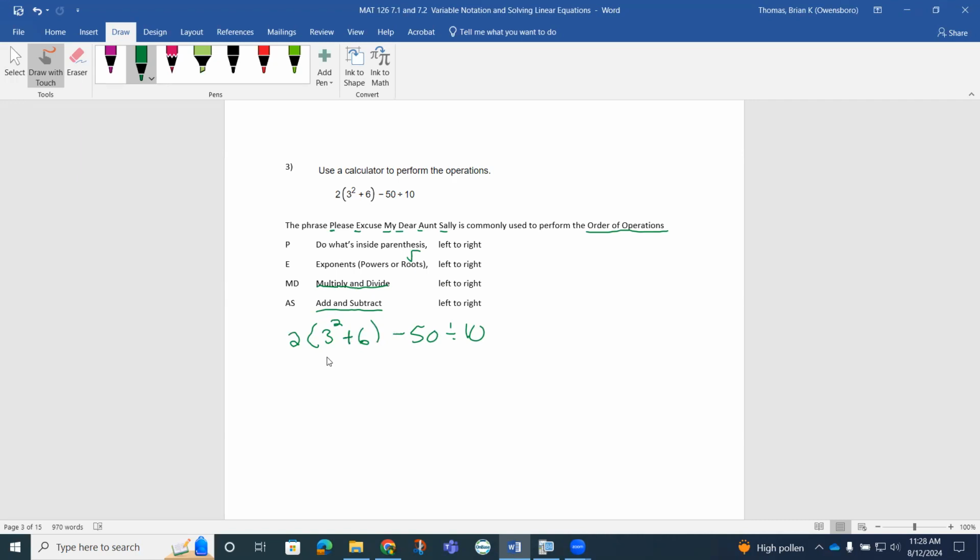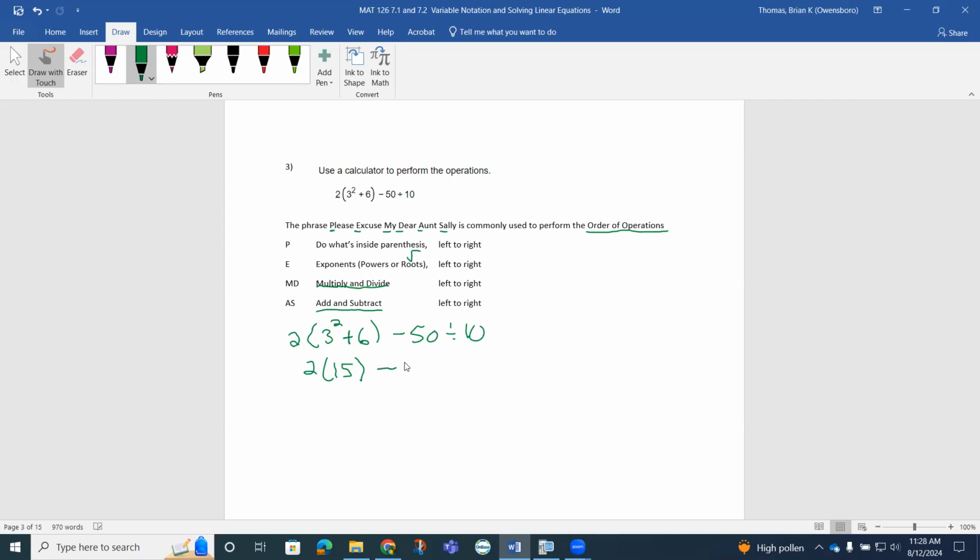So when I do this problem, the catch is how we go about doing this. Well, I like to do a lot of this mentally. So 3 squared is 9. 9 plus 6 would be 15. Remember, 3 squared means 3 times 3, which is 9, and 9 plus 6 is 15. So I can do that math mentally in my head.